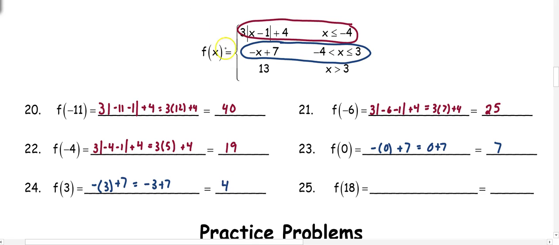And then our last one, f of 18. Well, 18 is not less than 3, so we need to move to a new inequality. 18 is greater than 3, so we're going to use the third inequality. Now, the third equation does not have an x value, it just has 13. So it means that no matter what, our y coordinate is going to be 13. So in this case, all we do is put 13.